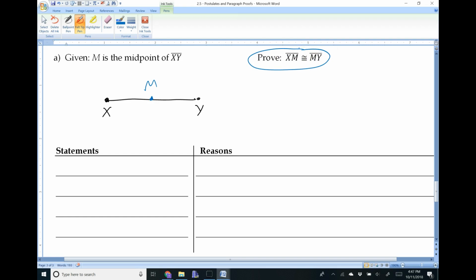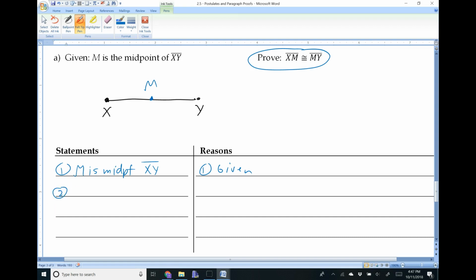So the first step here is to write the given. Okay? Write the given. So it says M is the midpoint of XY. You can abbreviate some of the stuff. Just for writing the given on the exam, guys, you get 1 point, just like that. Okay? So what does midpoint do?